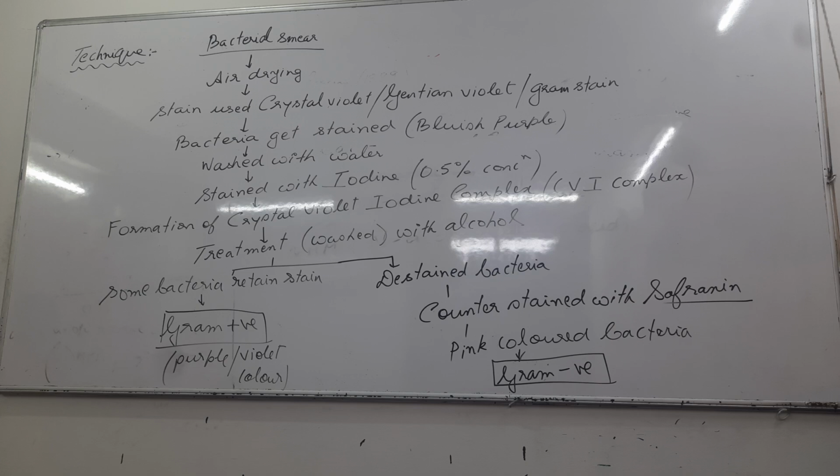Write it down. So what we are writing is the process of staining a bacteria, but in the form of a flow chart instead of writing sentences.